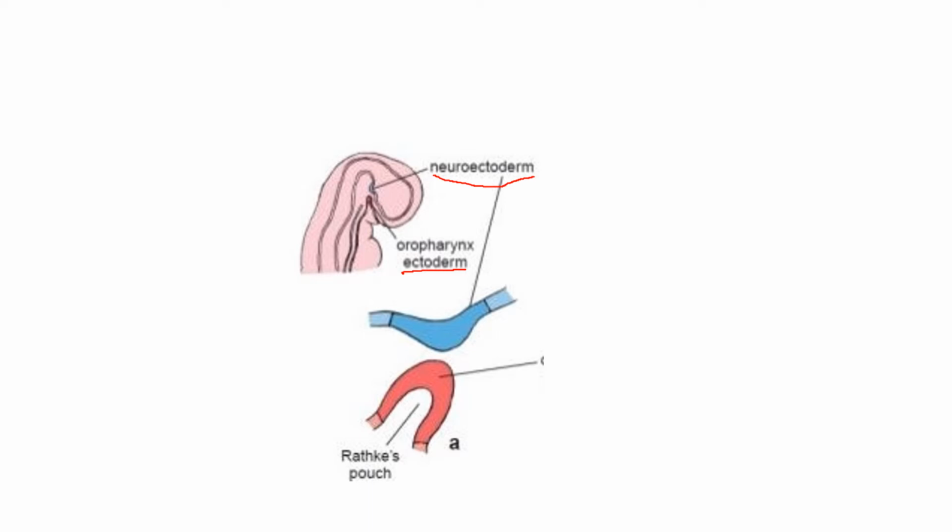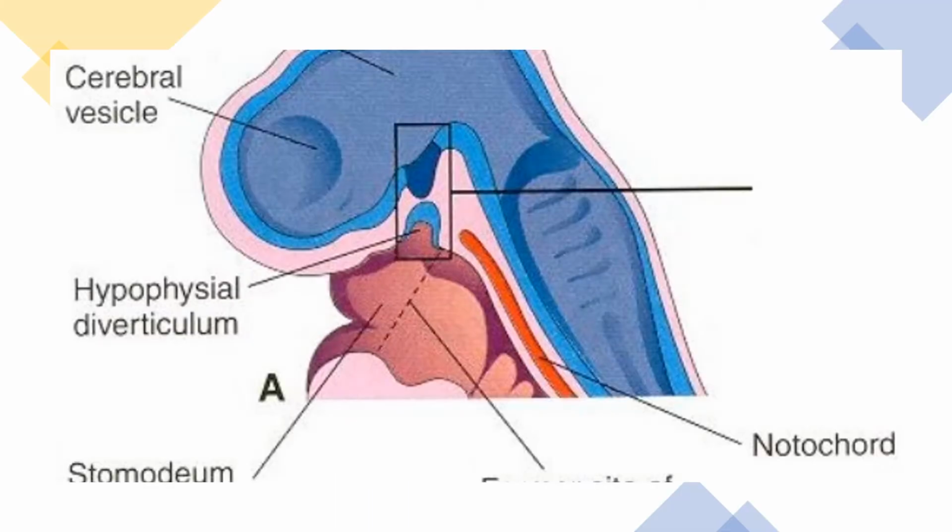So now we will move on to the development, how the anterior and posterior lobes of the pituitary gland are going to develop. The pituitary gland consists of two lobes, first the anterior and then the posterior lobe. First we will see the development of the anterior lobe.